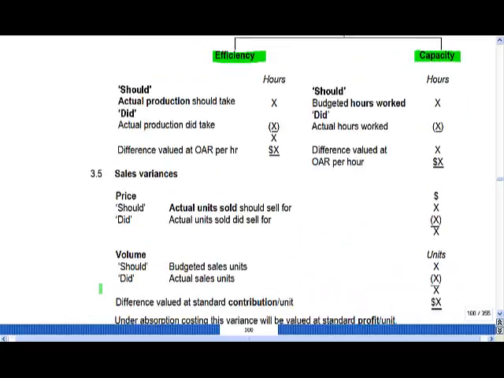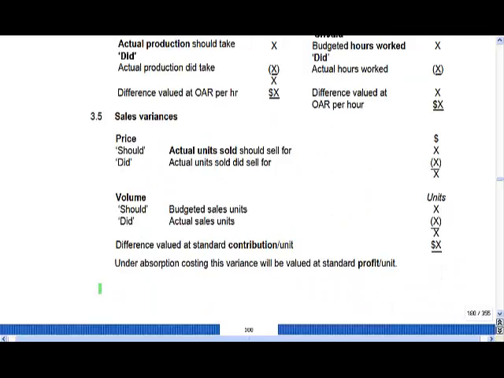Lastly then are our sales variances. So we have our price and we have our volume. Now with the volume, people often want to value that at the selling price. That is not what we value it at. We value it at contribution if we're looking at marginal costing, and we do it at profit if we're looking at absorption costing.